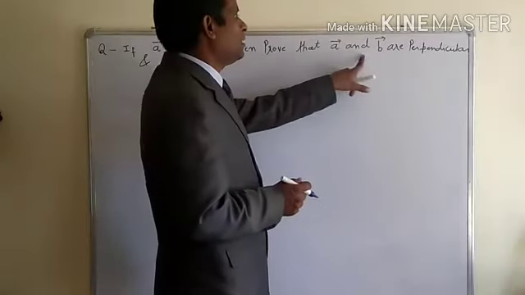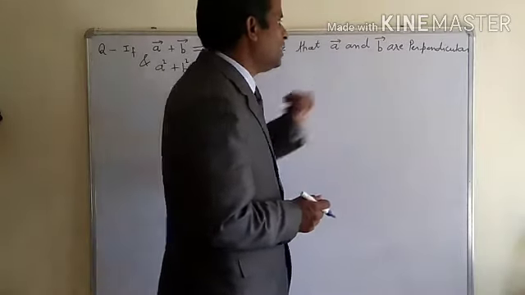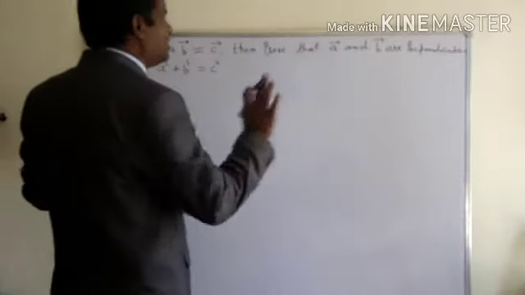I am taking one numerical over here. If vector A plus vector B equals vector C, and A square plus B square equals C square, then prove that vector A and vector B are perpendicular to each other.